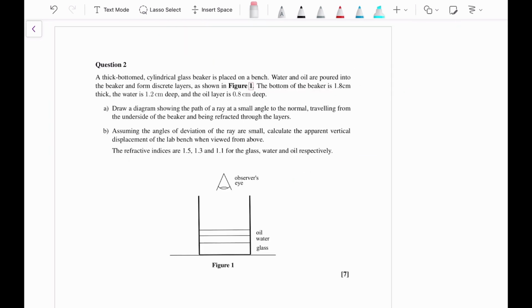Now let's see the second question. The second question is a lot longer, and it says a thick bottomed cylindrical glass beaker is placed on the bench. Water and oil are poured into the beaker and form discrete layers, as shown in figure 1. The bottom of the beaker is 1.8 centimeters thick, the water is 1.2 centimeters deep, and the oil layer is 0.8 centimeters deep. The first component of the question wants us to draw a diagram showing the path of a ray at a small angle to the normal, traveling from the underside of the beaker and being refracted through the layers.